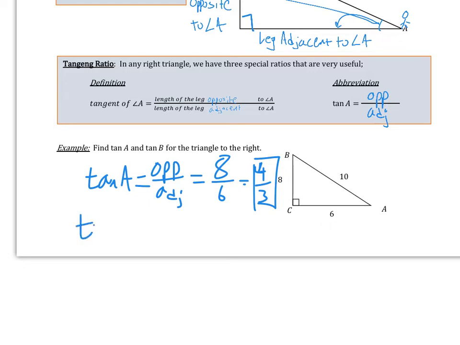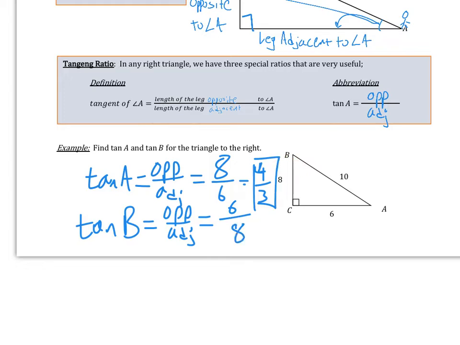What about the tangent of B? So we got the tangent of B. We're still looking for opposite over adjacent. But now the difference is we're starting at angle B. So from angle B, where is the opposite? Well, opposite means if you're standing at B, you go all the way across. That is 6. And the adjacent leg, adjacent to B, is 8.